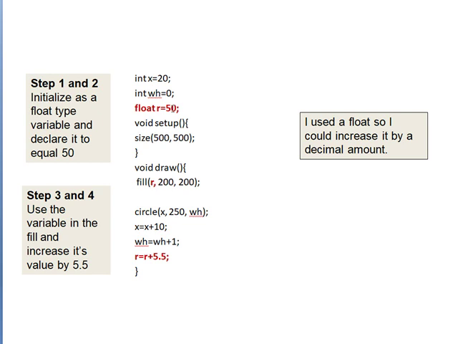I'm having it start out at 50. So when Processing first comes to this fill here, it plots us in at 50, 200, 200. And then every time it loops through, it's going to come down here and add 5.5 to it. So then the second time it's 55.5, and then it just keeps adding 5.5.